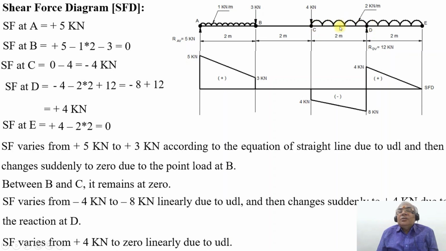Between C and D, because of 2 kilonewton per meter, minus 4 minus 2 into 2, it becomes minus 8. Because the reaction at the point D is acting upward, it is plus. Minus 8 plus 12, it becomes 4. Between D and E, it is minus 2 into 2, because minus 4 plus 4 minus 4, it becomes 0. So this is how the shear force analysis is done at each and every salient point.